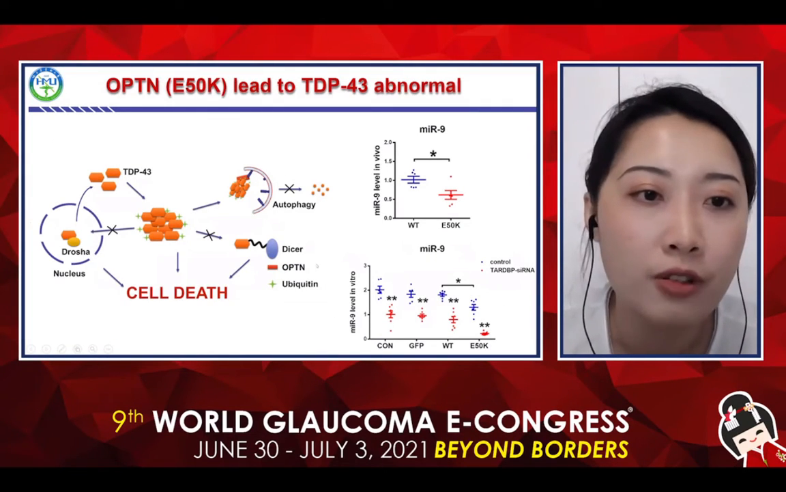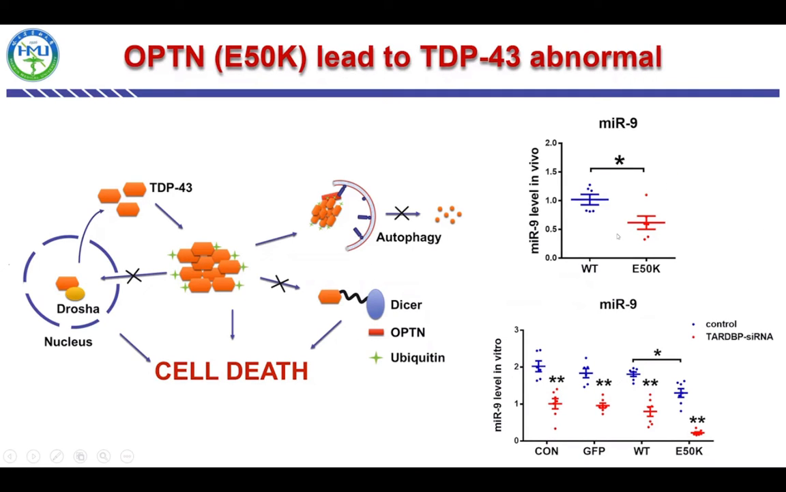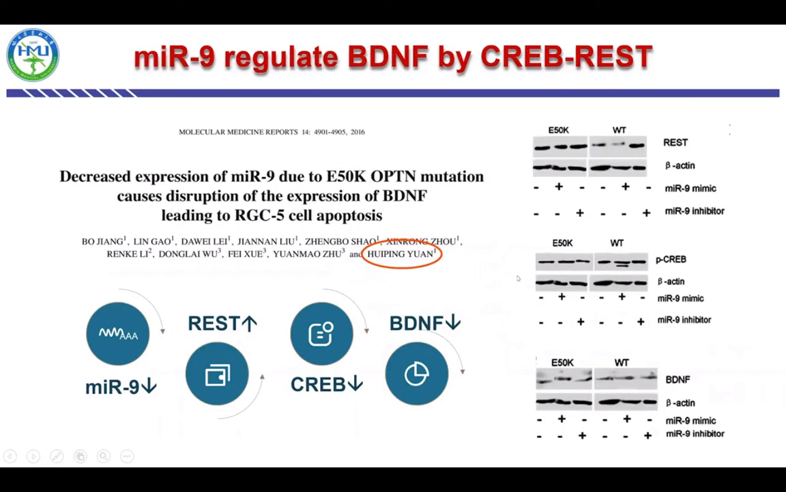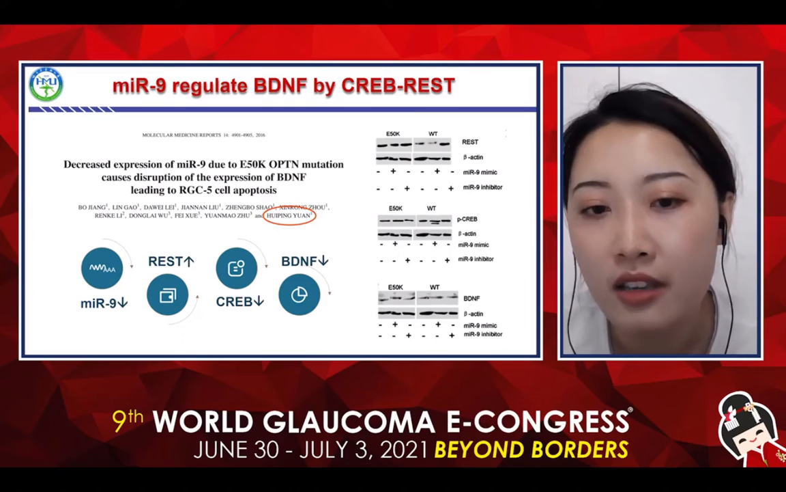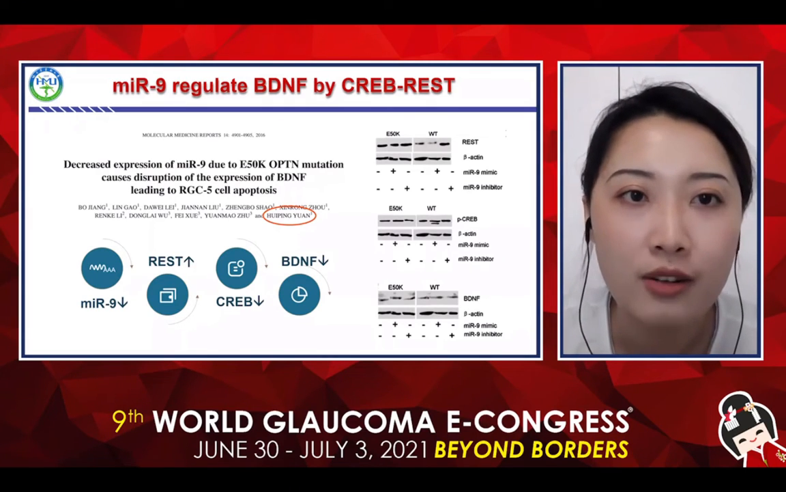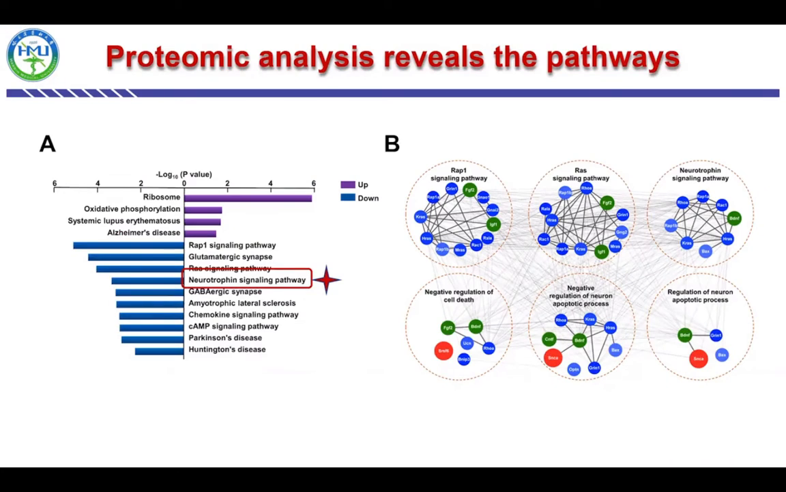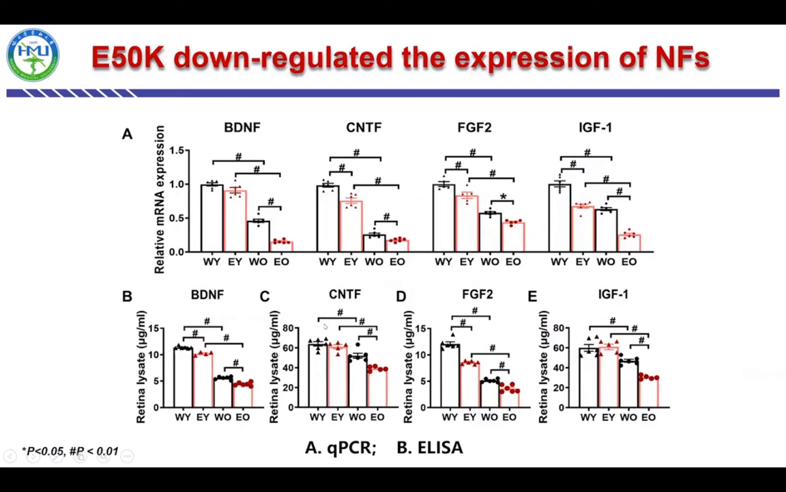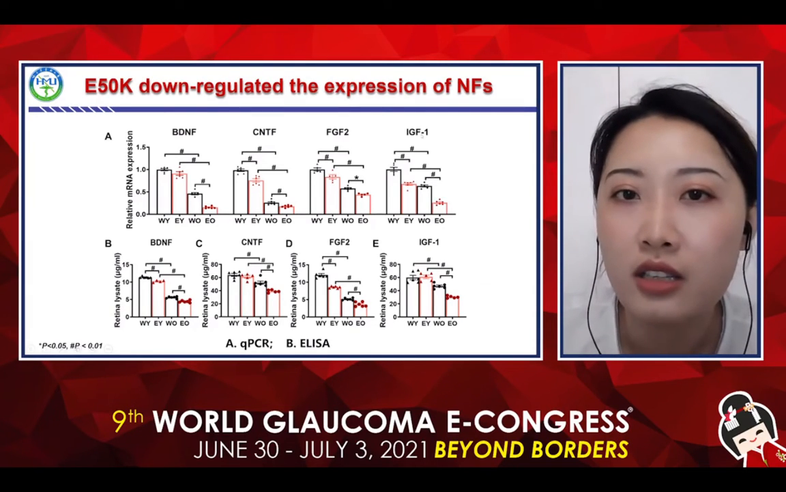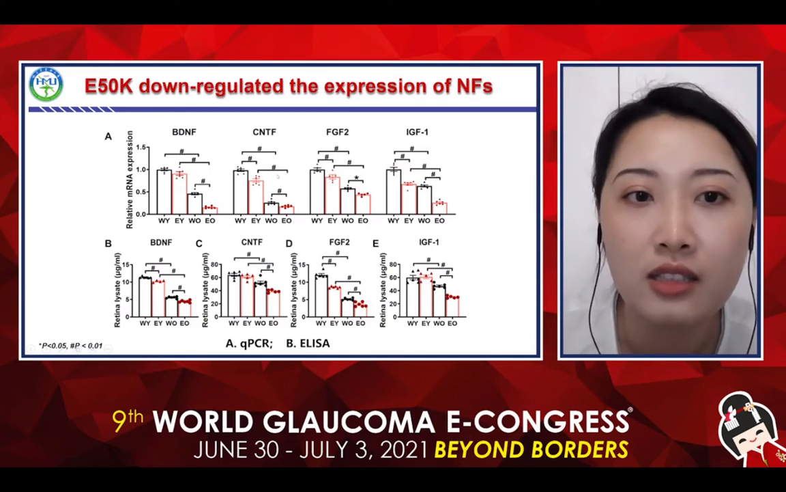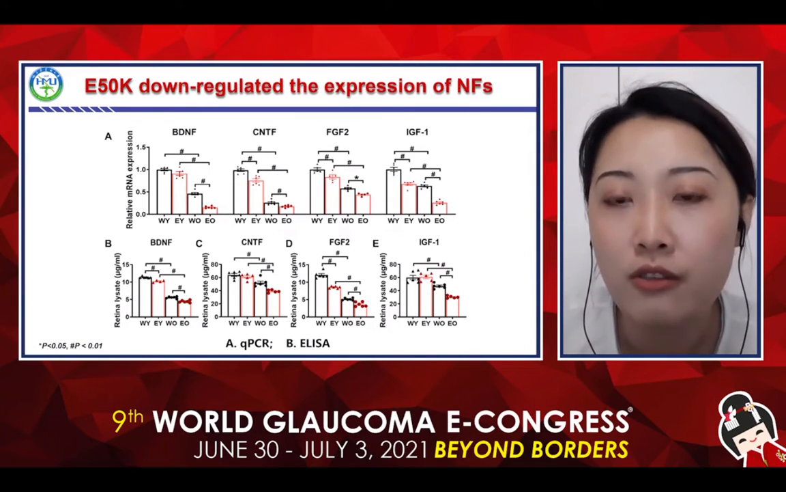Moreover, the abnormal TDP43 decreased the expression of microRNA, which is very important in the BDNF regulatory pathway. And we know BDNF is an important neurotrophic factor in retinal survival. Also, our proteomic analysis reveals that the neurotrophic signaling pathway is one of the enriched pathways. So we detected several neurotrophic factors, and they are all lower in E50K mice. This suggested that neurotrophic factors may be used for treatment.